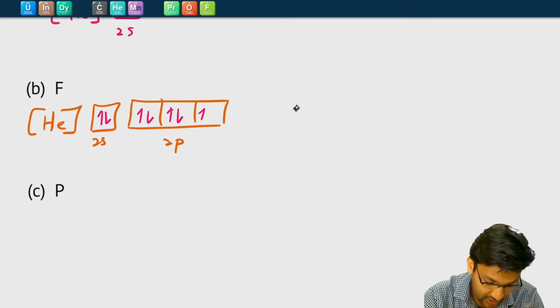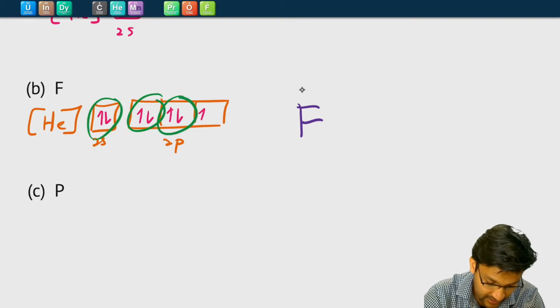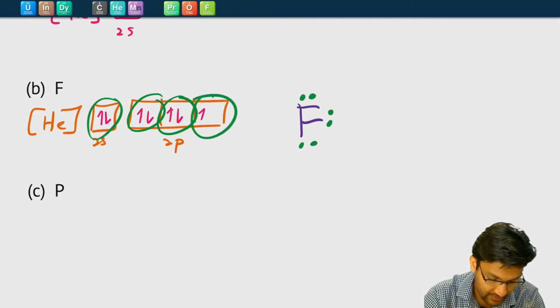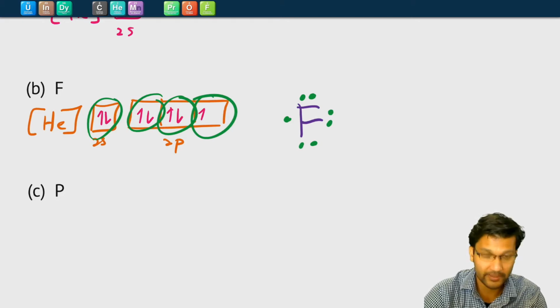So to draw the Lewis structure, it will be just an F with 1, 2, 3 pairs of electrons. So 1 pair, 2 pairs, 3 pairs of electrons, and then 1 electron that's unpaired. So we'll put that right there without any partners. That's the electron Lewis structure for fluorine.